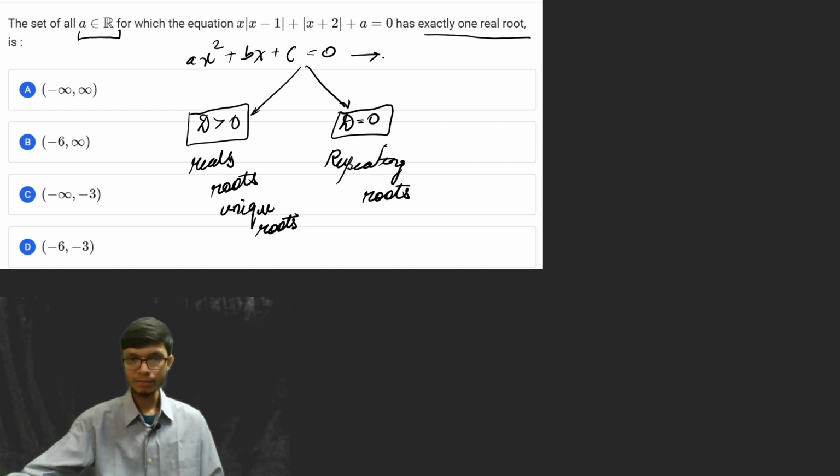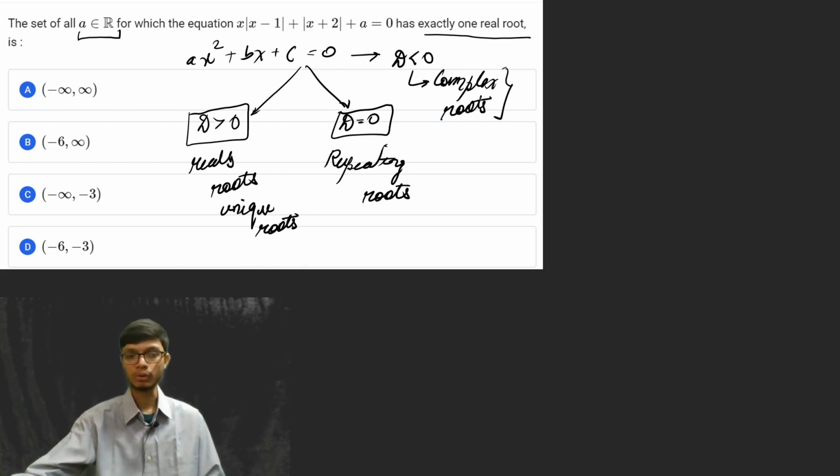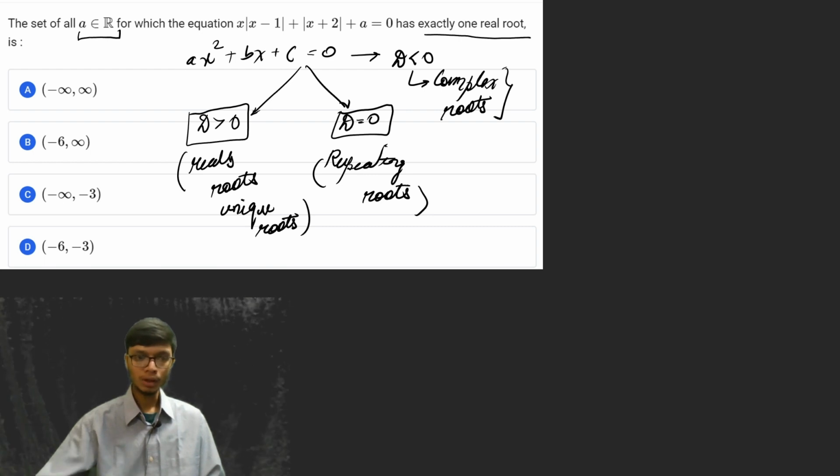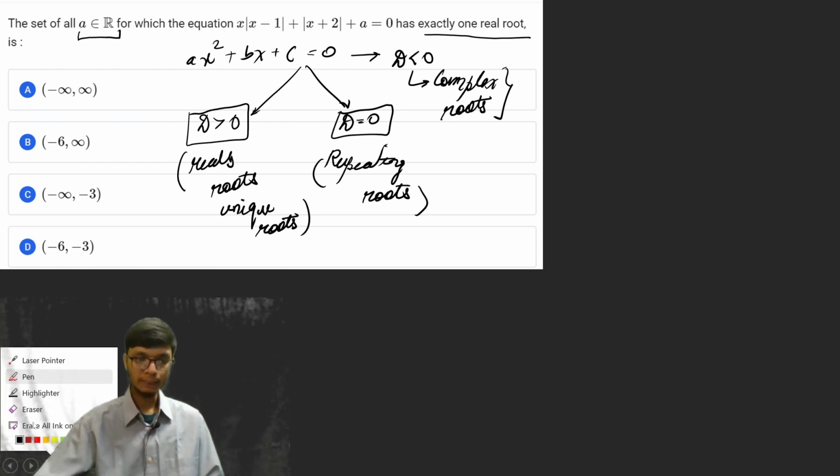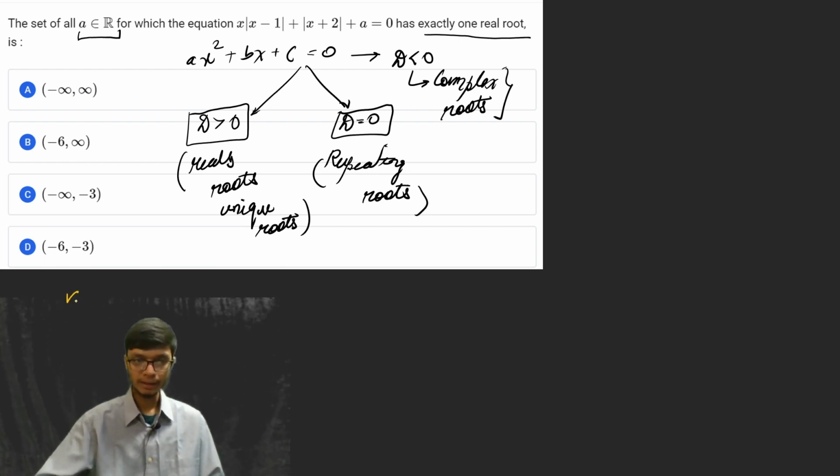And the last case is d less than 0. In this case we have complex roots. Instead of writing imaginary roots, I will write complex roots; it is better to write it as complex roots. So these are the important things you must know from the chapter of quadratic equations. Now let me form cases and solve the equation.